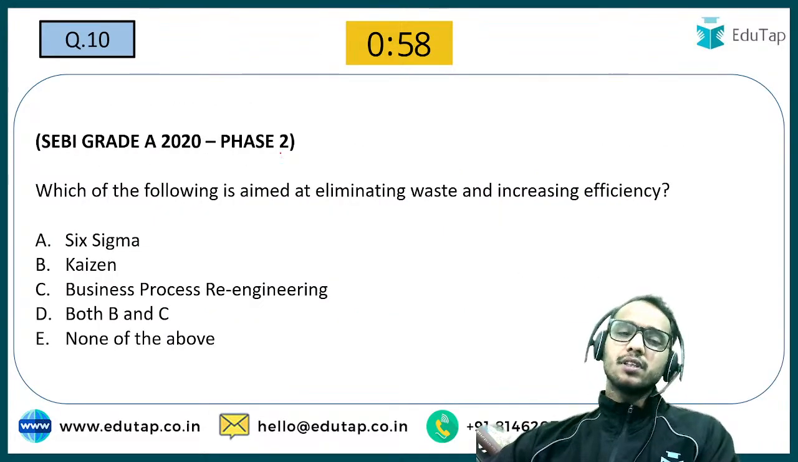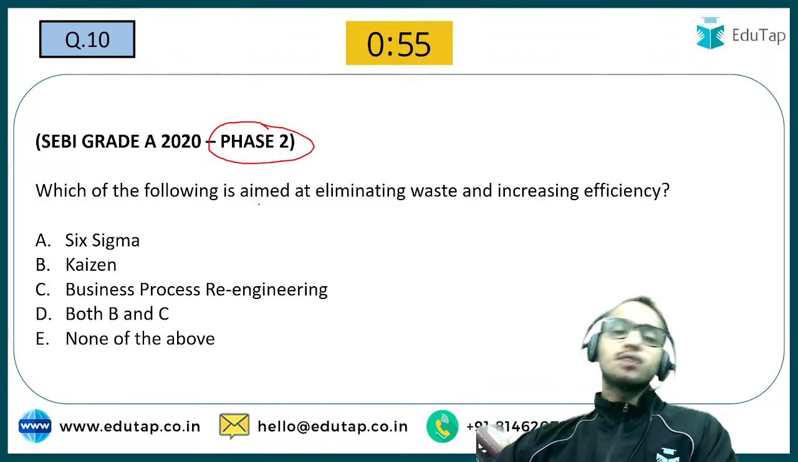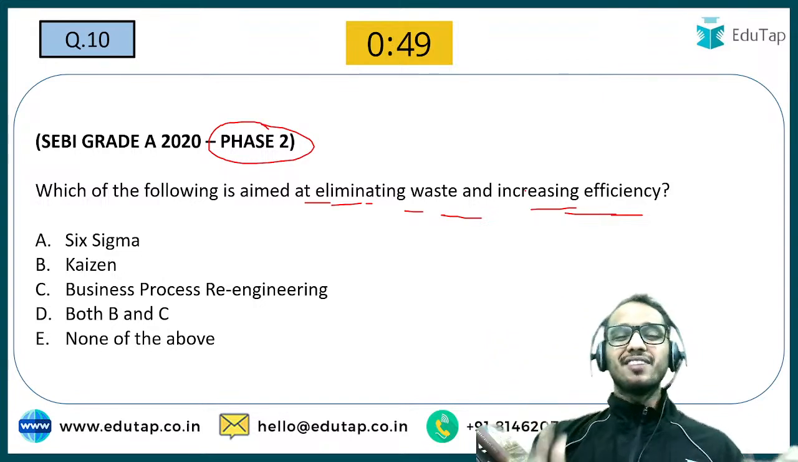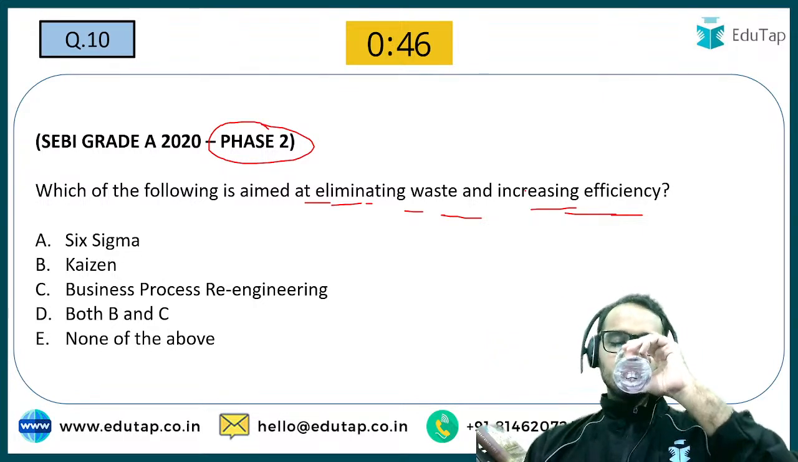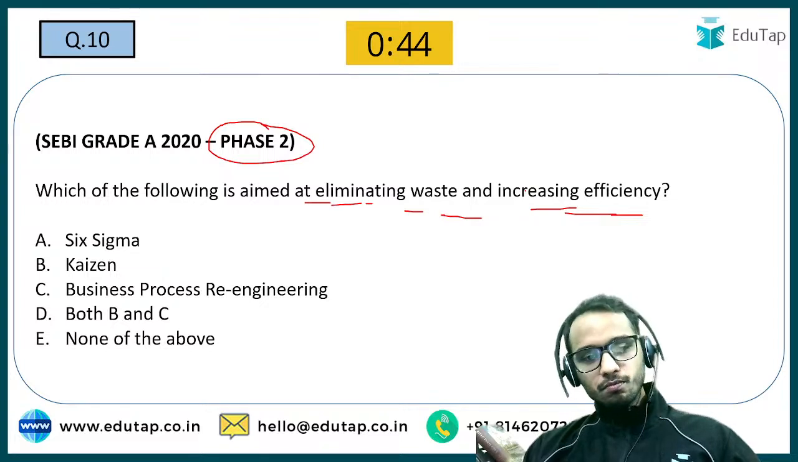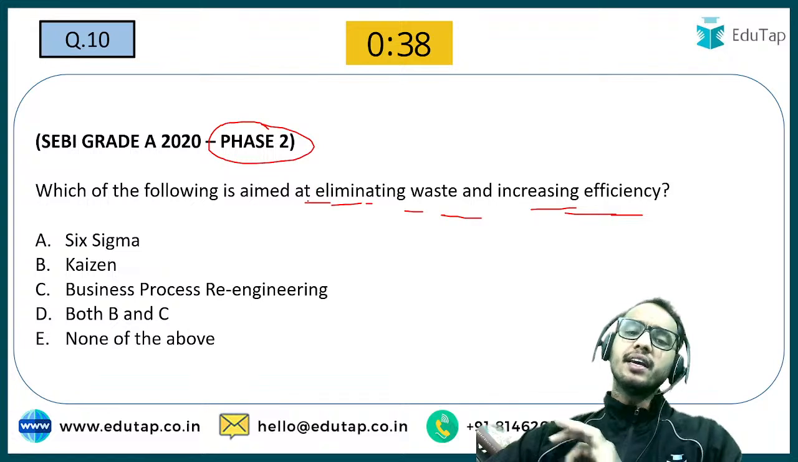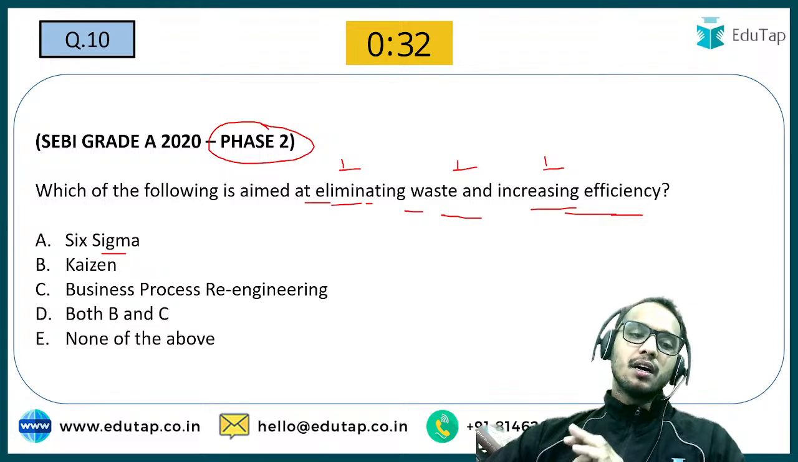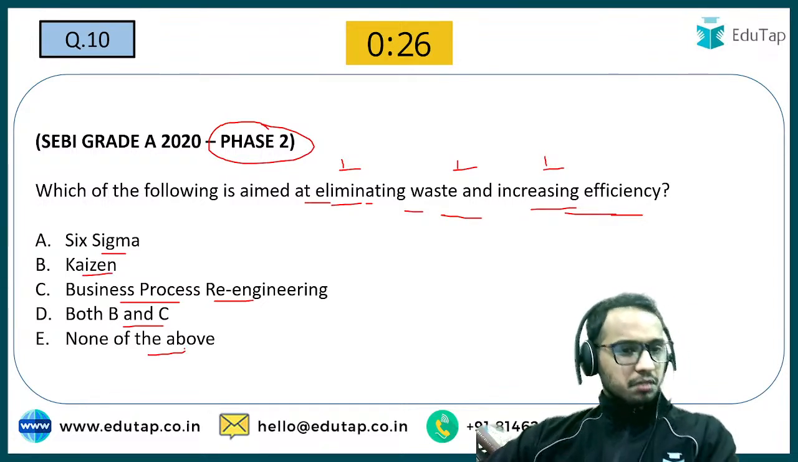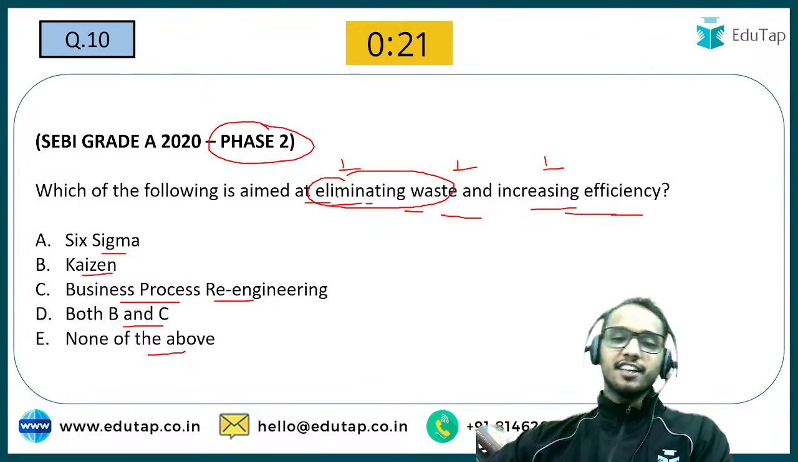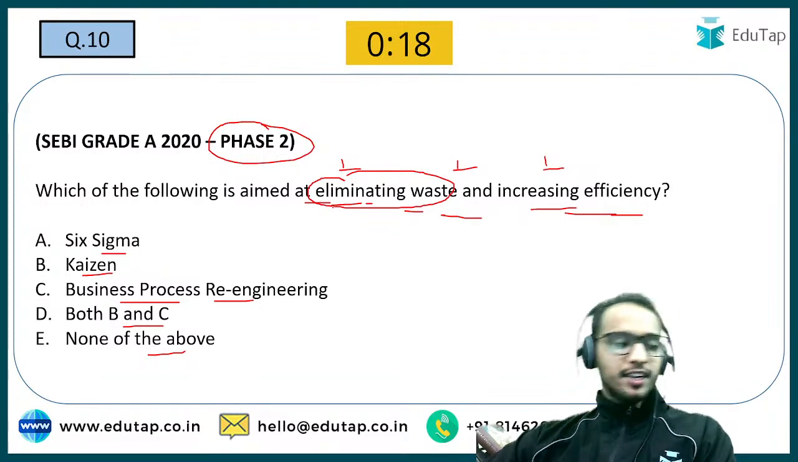Again, a type of question that has been asked in phase 2. Which of the following is aimed at eliminating waste and increasing efficiency? You should give me the answer. Very easy question, okay? I haven't got any answers yet. Which of the following is aimed at eliminating waste and increasing efficiency? Six Sigma, Kaizen, business process reengineering, both B and C, none of the above. Eliminating waste, understand? I'm not getting right answers here. Okay, I haven't got any right answers yet.